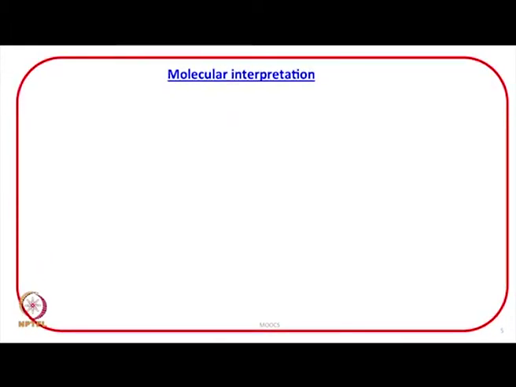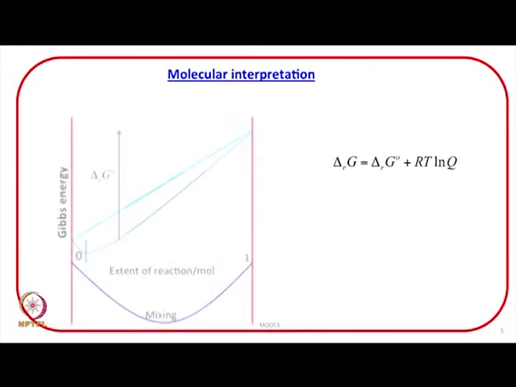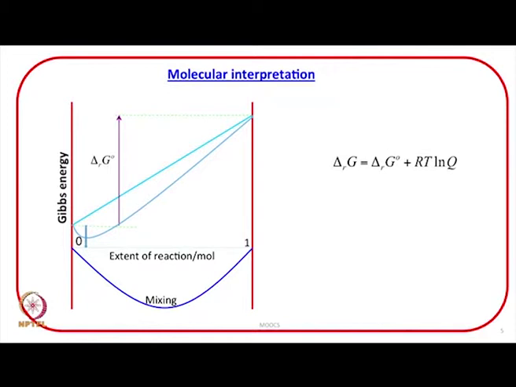Now, let us discuss another case, molecular interpretation for the case where delta Rg0 is largely positive. The slope is positive here, you see here, and delta Rg0 is largely positive. That means the reaction is not spontaneous.